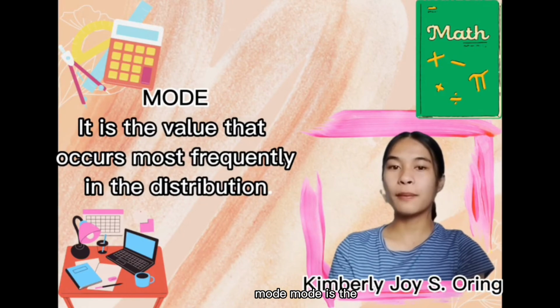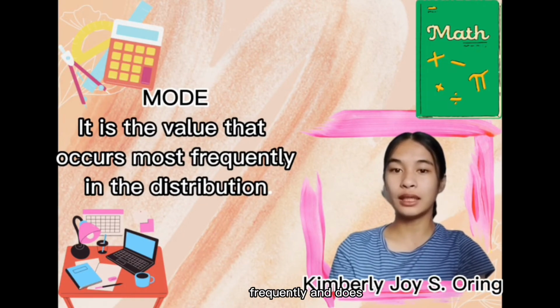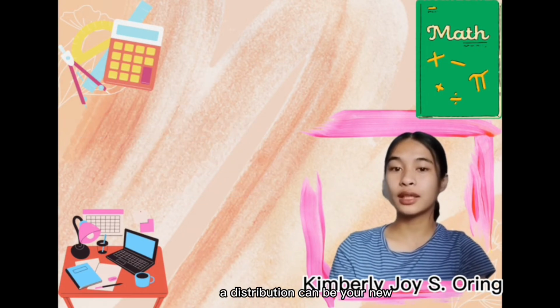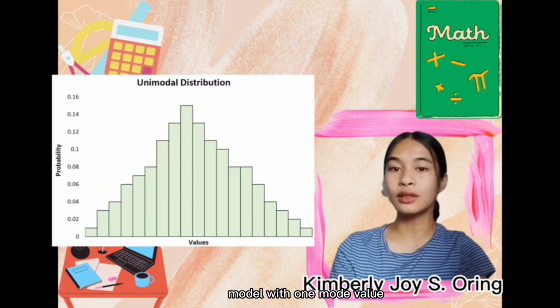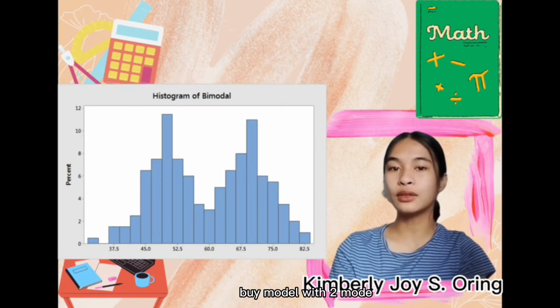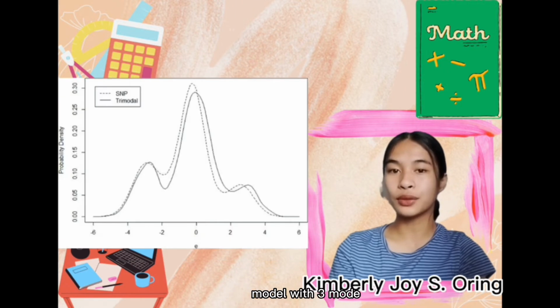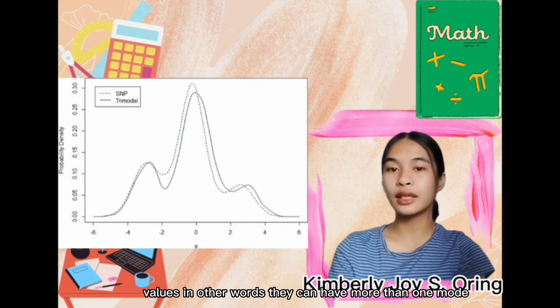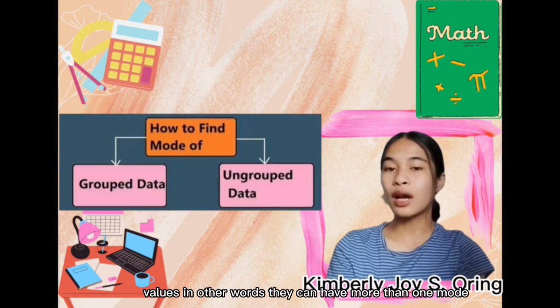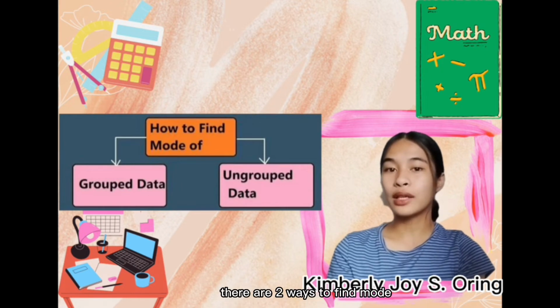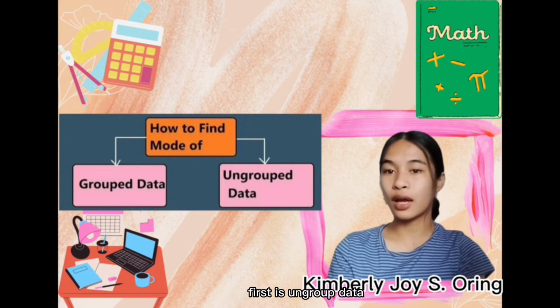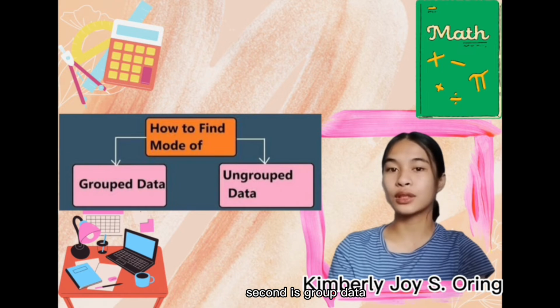Mode. Mode is the value that occurs most frequently in the distribution. A distribution can be unimodal with one mode value, bimodal with two mode values, and lastly, it can be trimodal with three mode values. In other words, it can have more than one mode. So how to find the mode? There are two ways to find the mode. First is ungrouped data. Second is grouped data.